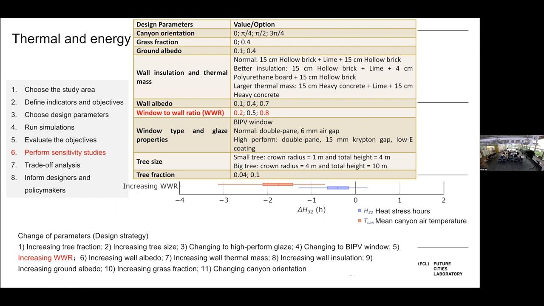In those case studies, we use the typical meteorological year weather data, so the weather data will not change in those two cities. But what we have evaluated are the design parameters. You can see the canyon orientation, the grass fraction on the ground, the wall insulation, thermal mass, and some important ones like window-to-wall ratio. In total, there are 9 parameters, and each parameter has 2 to 4 options. So in total, we have more than 5,000 combinations for each city.